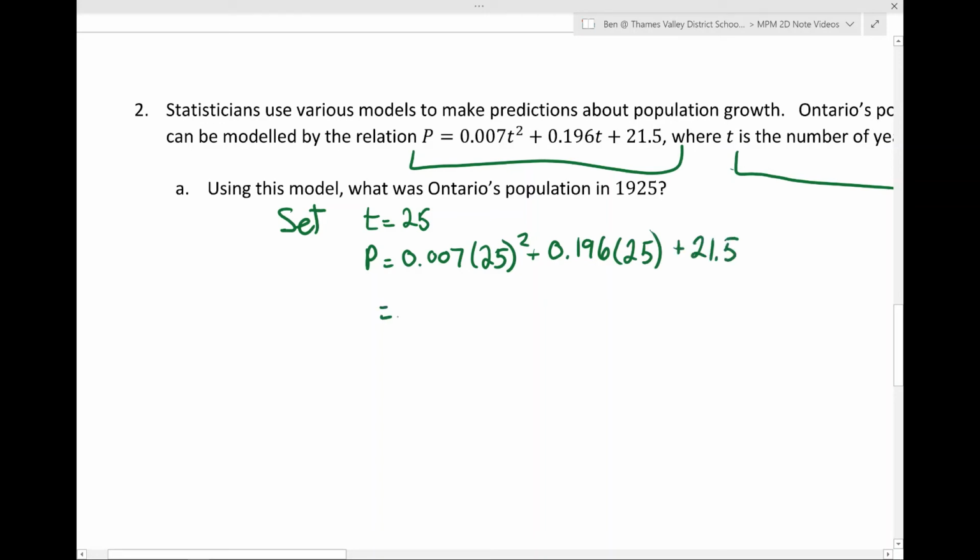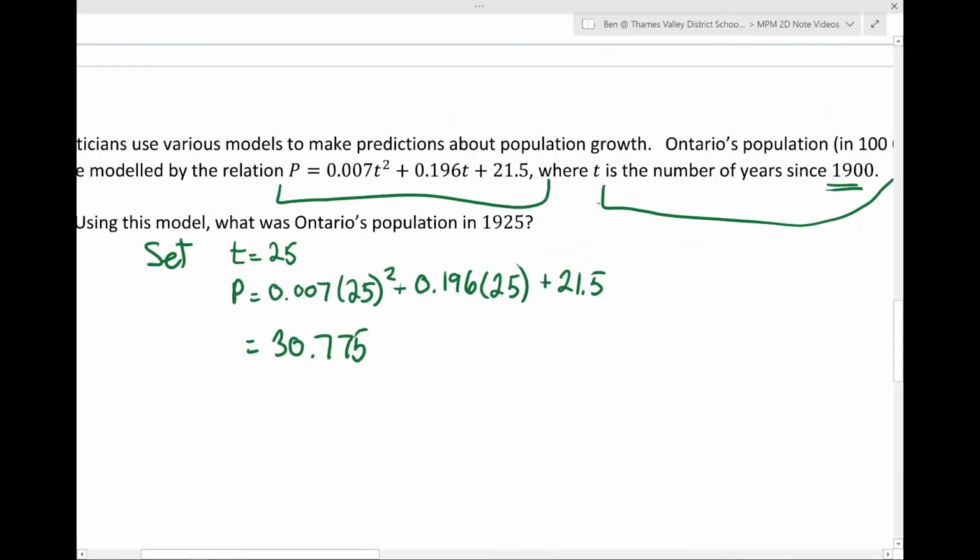Nice and easy. If we're handling numbers like this, we're going to be working with our calculator. So if we use our calculator here, you can try it on your own. You should find P equals 30.775.